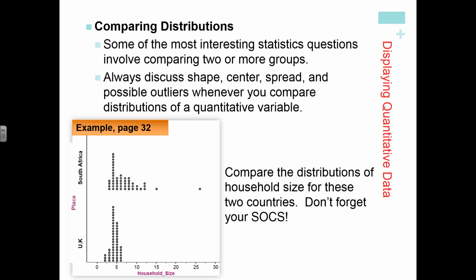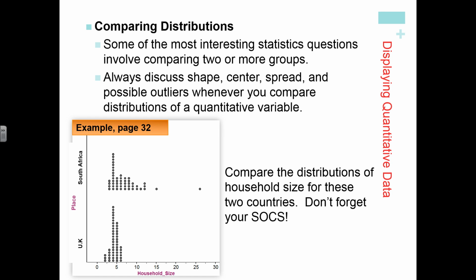So for shape, I could say something like the distribution of household size for the UK sample is roughly symmetric and unimodal, while the distribution of the South African sample is skewed to the right and unimodal. For center, I could say household sizes for South African students tend to be larger than the UK students. The median household size for South Africa is 6, where the median household size for the UK is 4. For spread, I could say that there's more variability in the household size for South African students than for the UK students. The range for South Africa is 23, where the range for the UK is 4.